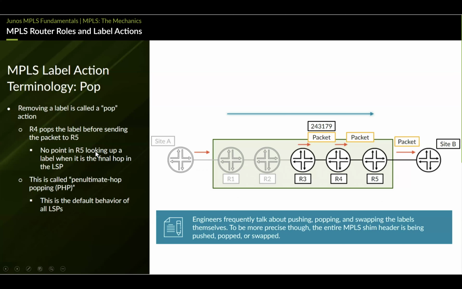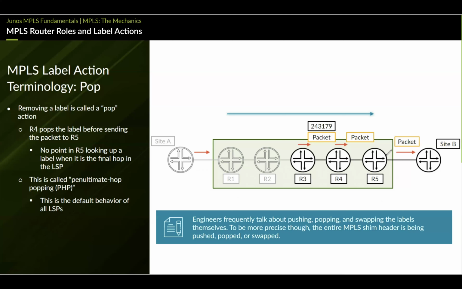There is no point in R5 looking up a label when it is the final hop in the LSP. That is the final hop, that is the egress router. This is called penultimate hop popping, PHP. This is the default behavior of all LSPs.